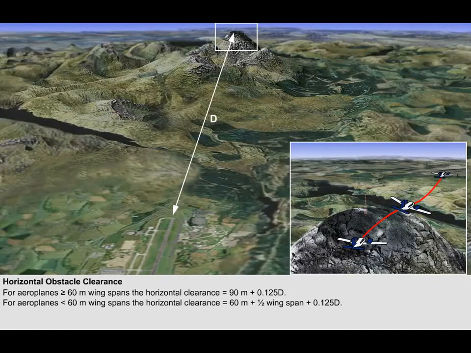D is the horizontal distance from the obstacle to the end of the takeoff distance available, or the end of the takeoff distance if a turn is scheduled before the end of the takeoff distance available.